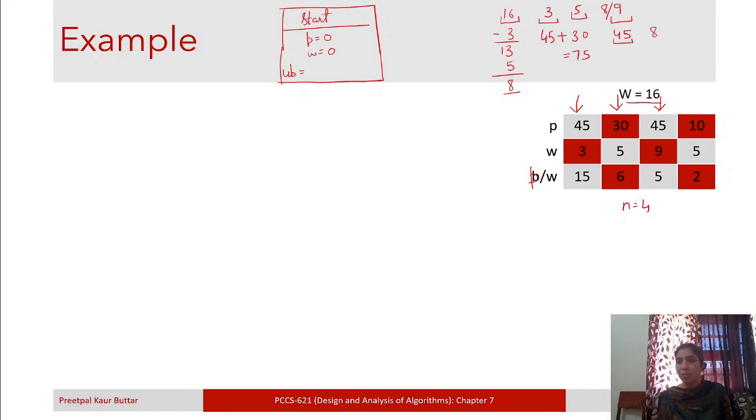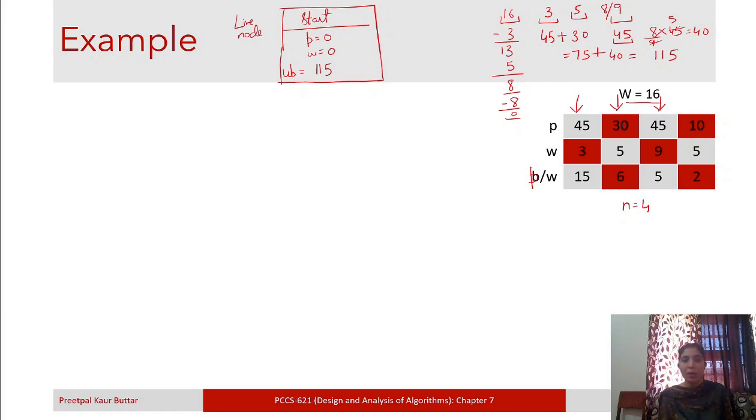Okay, so profit will also be 8 by 9 of 45, so it is 40. Now the capacity of the knapsack is 0 and the total profit is 115. So this is our upper bound. This is the current best, and this is a live node. It means we have visited or touched this node.